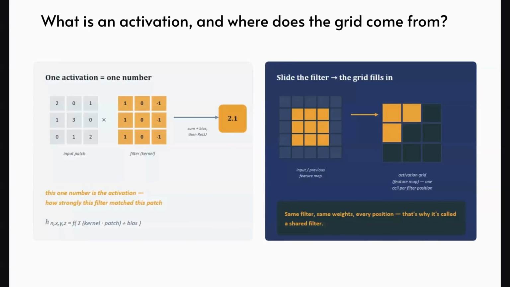Just to give again a clear idea of what an activation or an activation grid is, this is your input image patch. This is the filter or the kernel. This is particularly the vertical edge filter. You multiply and sum, add the bias, possibly apply ReLU, and get the activation. This is an activation cell, the activation for this particular patch.